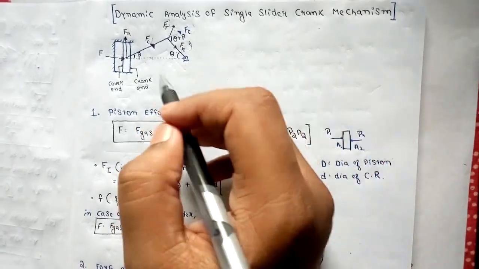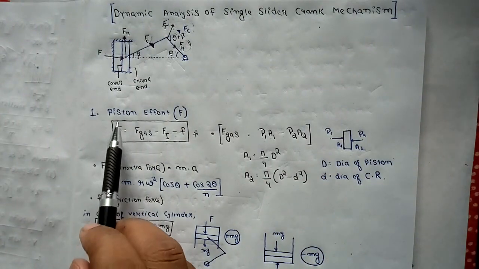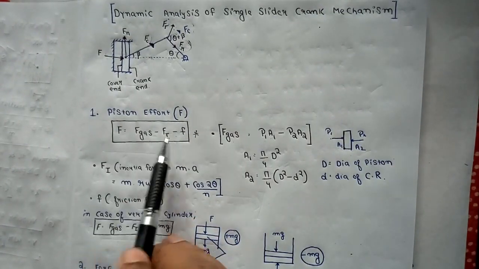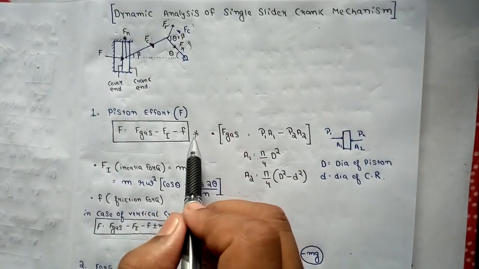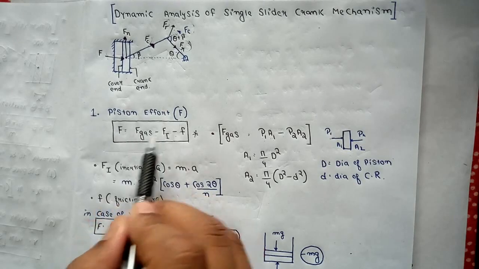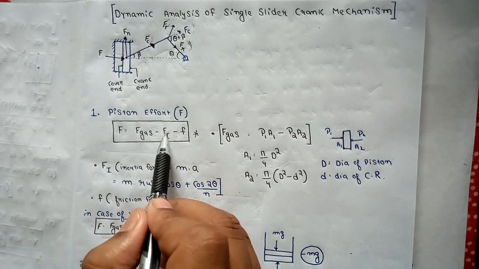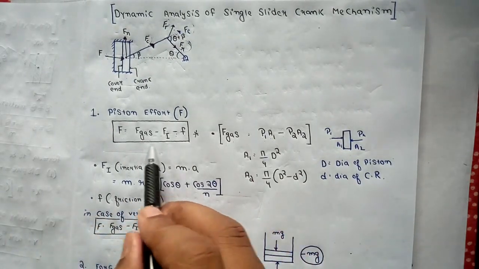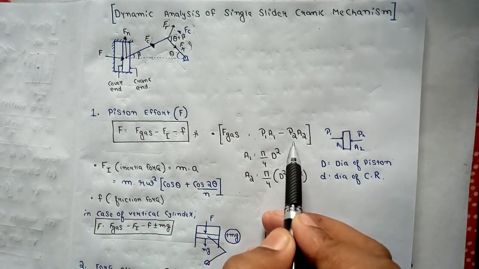Okay, so we will see all the formulas. First of all, if we want to find the piston effort, this is the only formula or only procedure you have to remember, that is the piston effort F. For finding piston effort, the formula is F equals F gas, the force of gas, minus Fi, the inertia force, minus the friction force. Okay, so how can we find F of gas? F of gas is nothing but P1A1 minus P2A2.